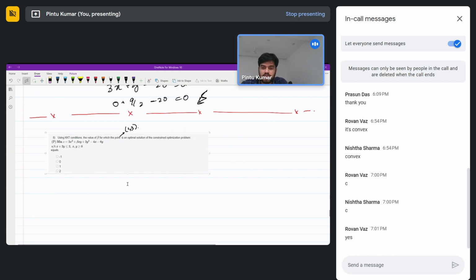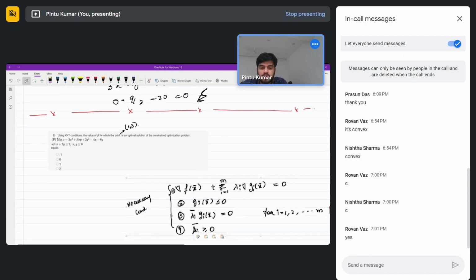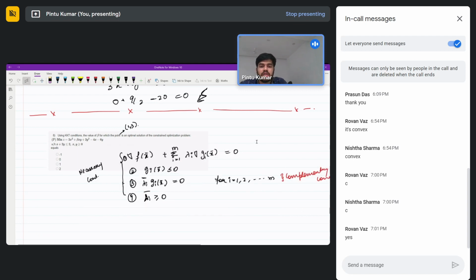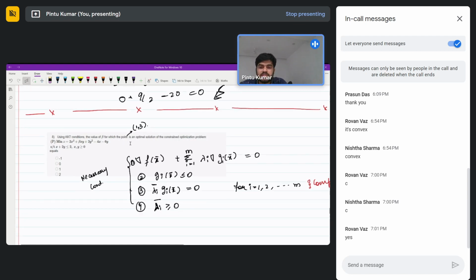So this is the question. I want you guys to attempt it. I've also included the KKT conditions here that you can use in this question. This question had a missing point, and I have included that point.